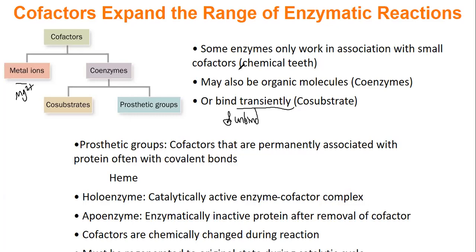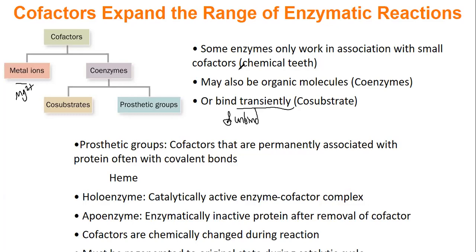We already looked at a prosthetic group in the form of heme, and how oxygen binds. Hemoglobin is not really an enzyme per se, but it does have a prosthetic group in heme, and that is permanently attached and can't work without it. So if you're attaching something through covalent bonds, that's usually a prosthetic group. If it's non-covalent bonds, that's usually a co-substrate.